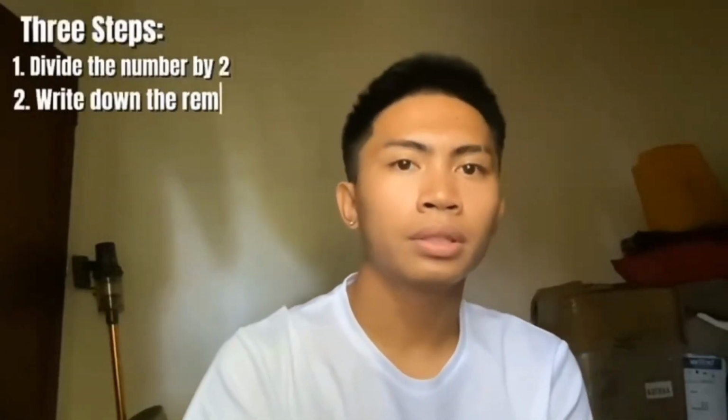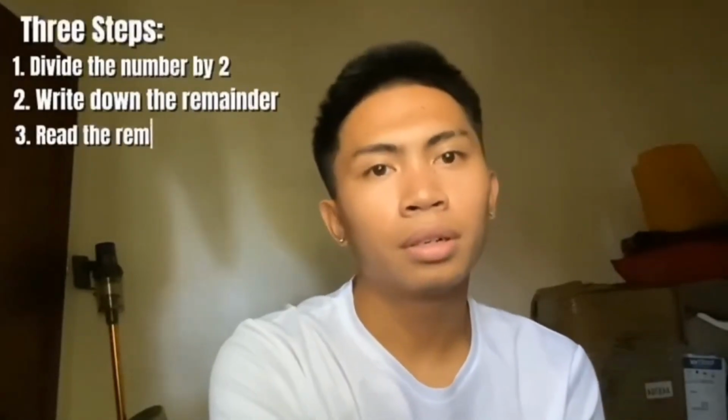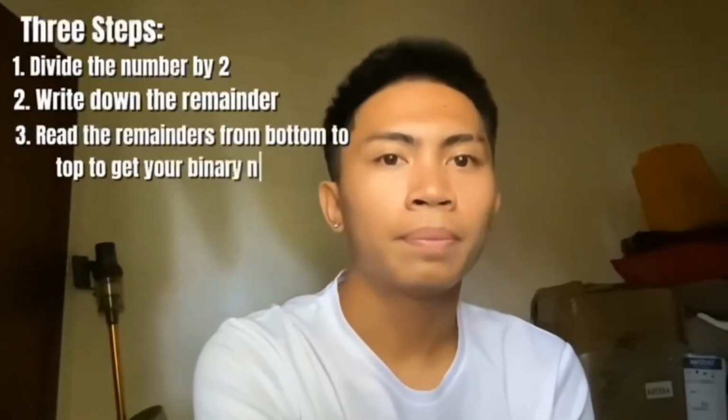First, divide the number by 2. Second, write down the remainder. And third, read the remainders from bottom to top to get the binary number. And that's it. That's how you convert decimal numbers to binary.